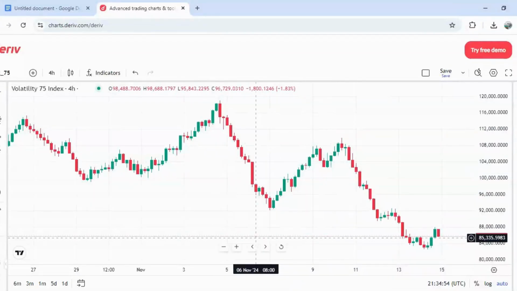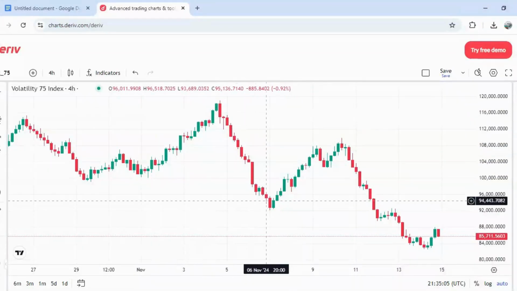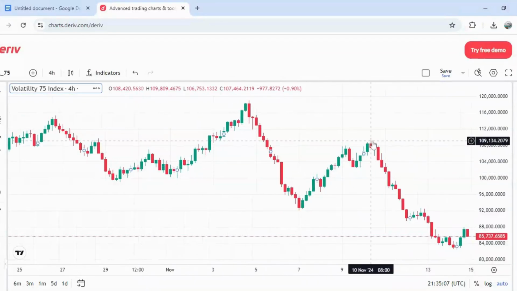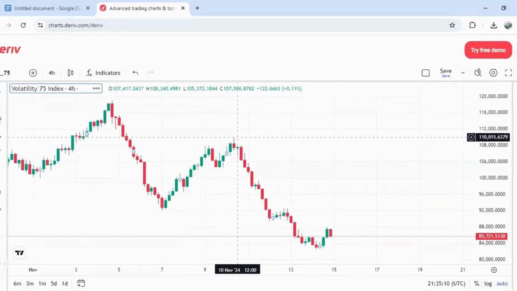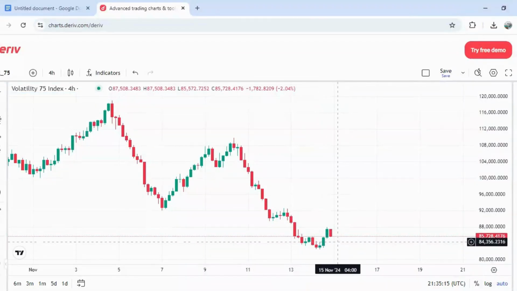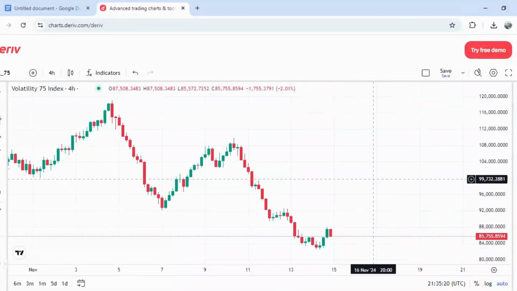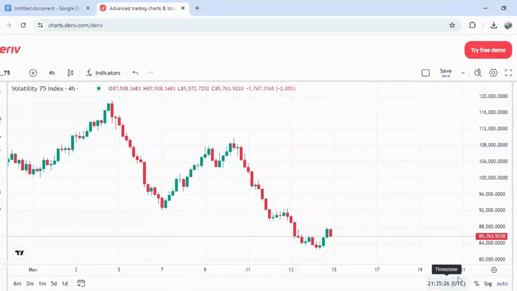For this one, you can see here 4 hours we are not going to draw, because we are not going to use this for support and resistance. But you can see here it's making lower high and lower low. So in some ways it might come up here to create a lower high and then come back down to create a lower low.